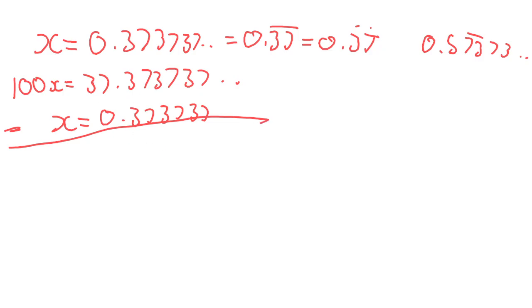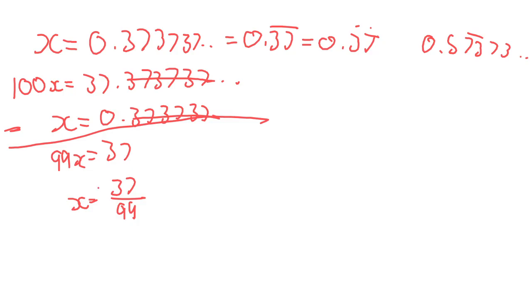How you would subtract this is, since all these 7s match up and all these 3s match up, these will all just cancel out. And all you would be left with is 37. And what would this equal? Well, 100x minus x would just be 99x, which means x is equal to 37 over 99.